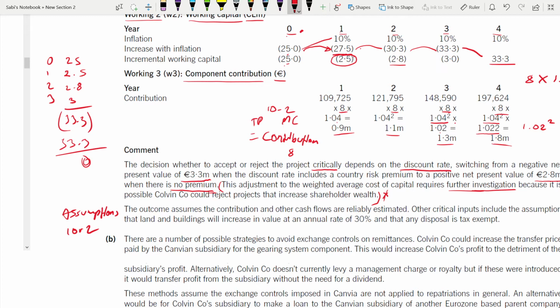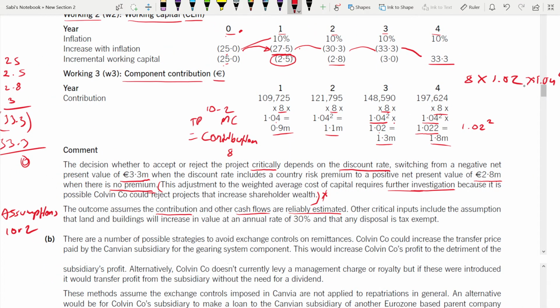But if they tell you specifically to write assumptions, then you have to write at least 4 to 5 assumptions. But if it is a 50 marks question, then maybe 5, 6, 7 also. Depends on how many assumptions there are. One is, I told you, always about reliability or accuracy. Okay, so the outcome assumes the contribution and other cash flows are reliably estimated. This could be your one assumption.